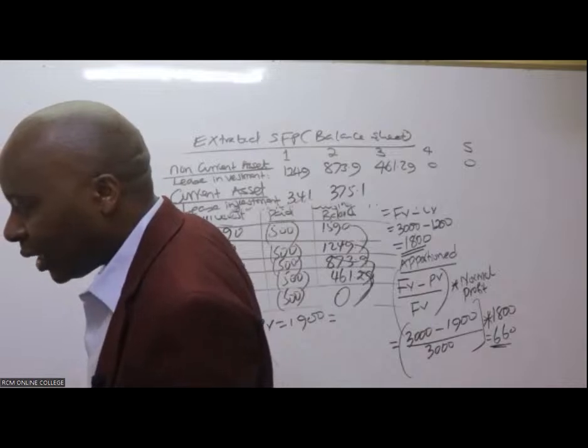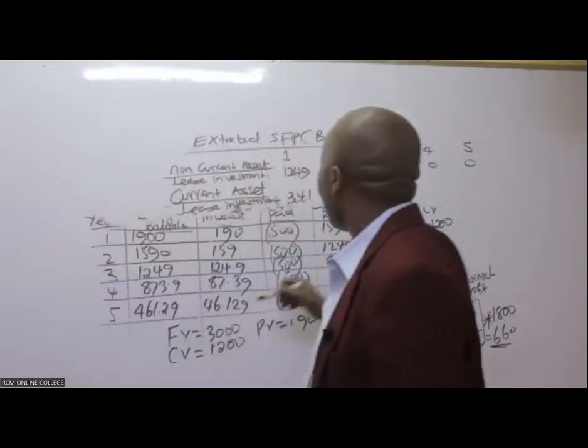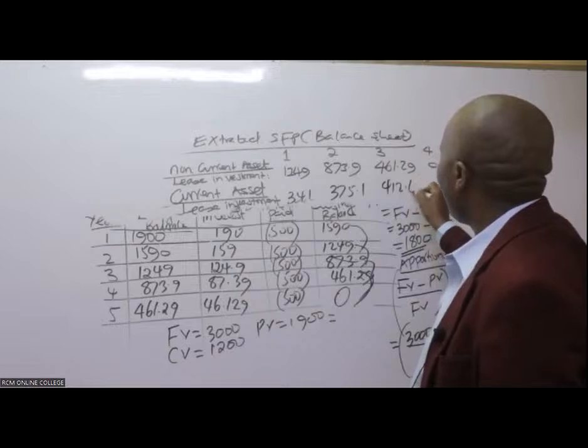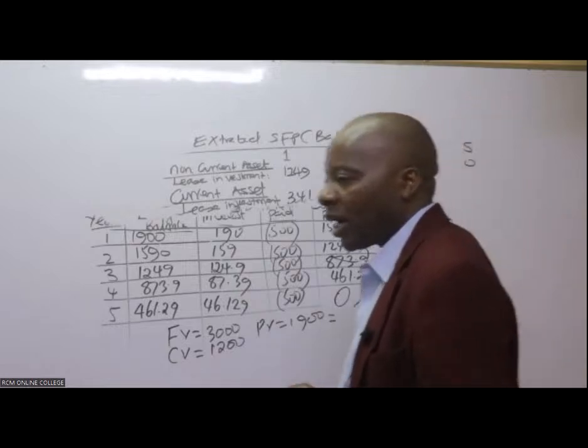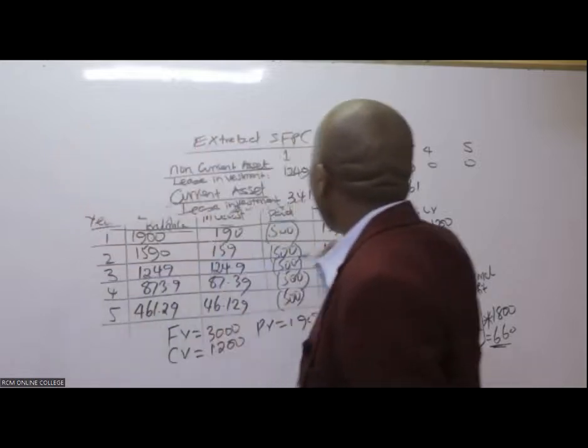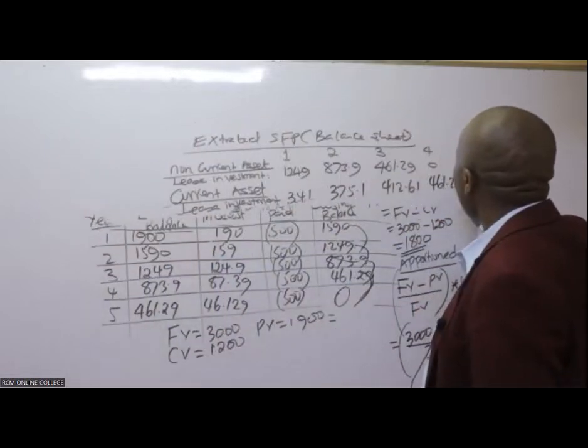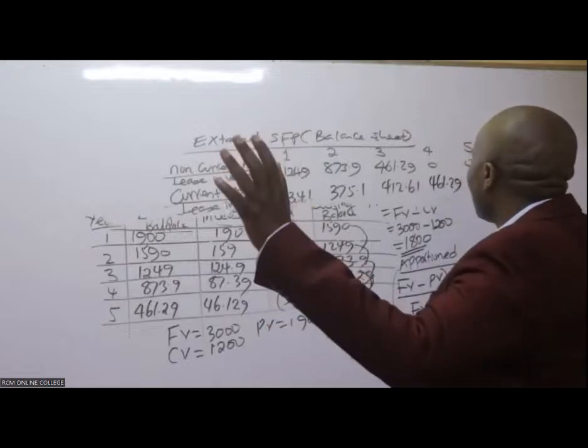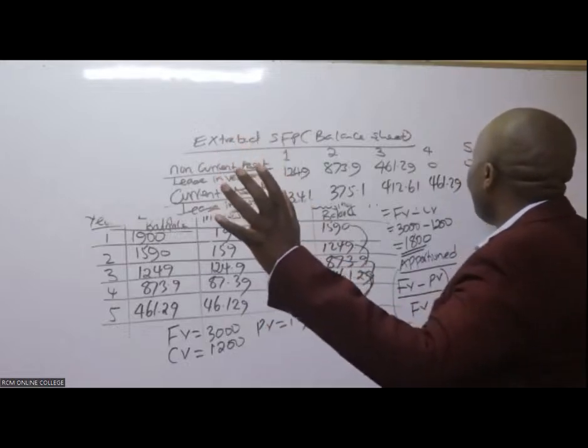What do we have here? Jane Kigo gives me 412.61. Then we have 461.29. The last one, don't tell me because I know it. The last one I know it will be 0.